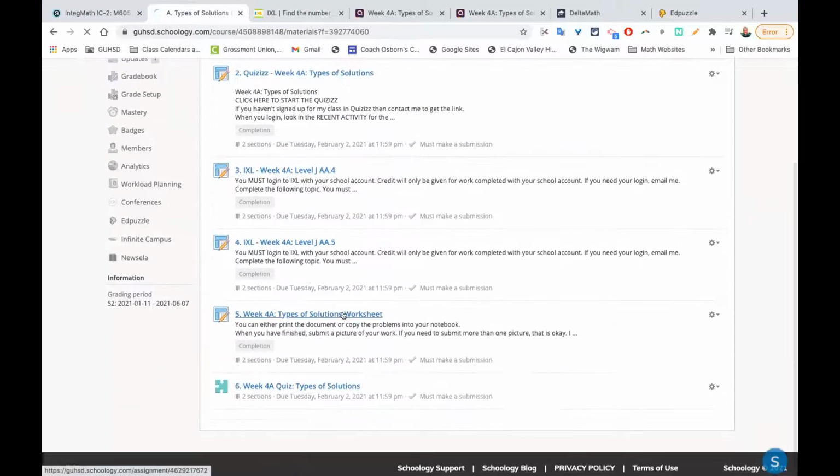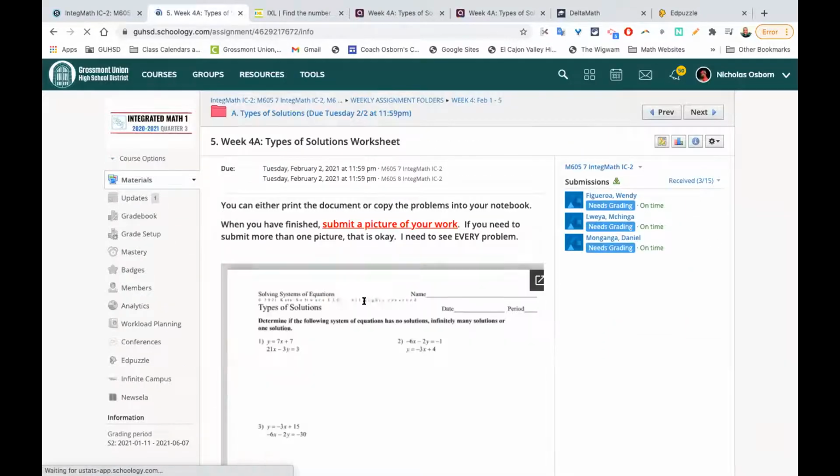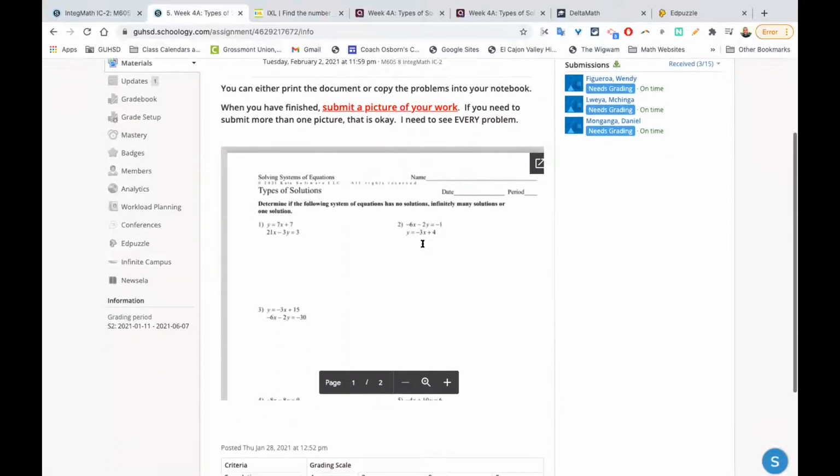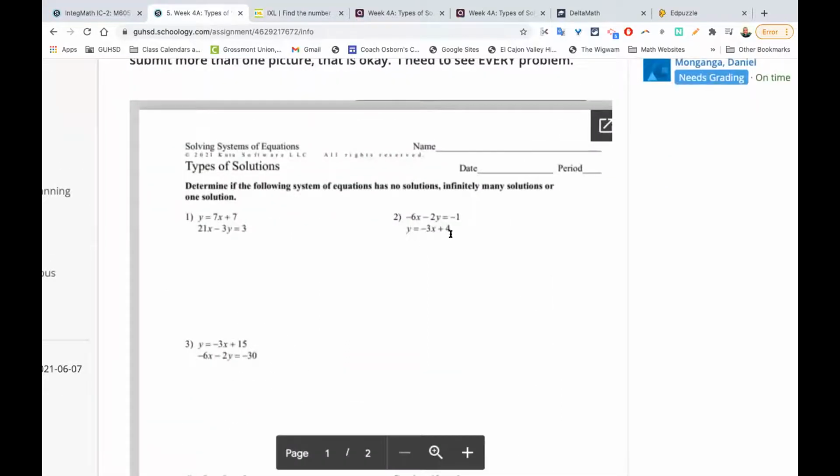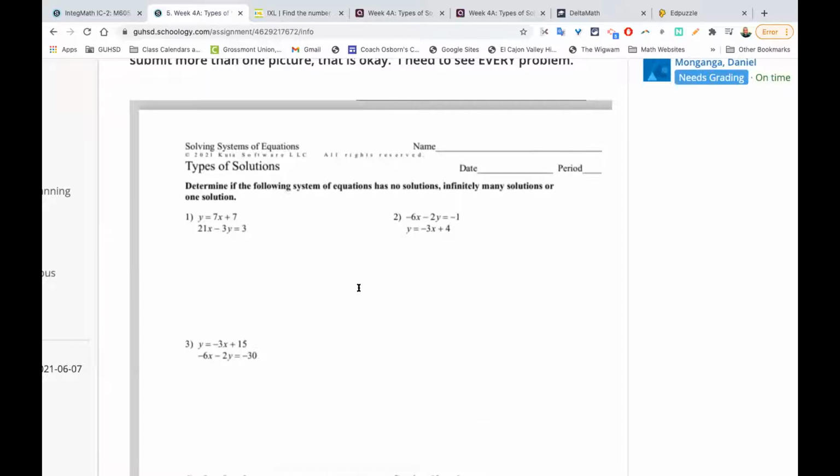Okay, then after that is a worksheet, where you're given some equations and your job is to figure out, is it going to be no solution, infinitely many, or one solution? So the same type of question.